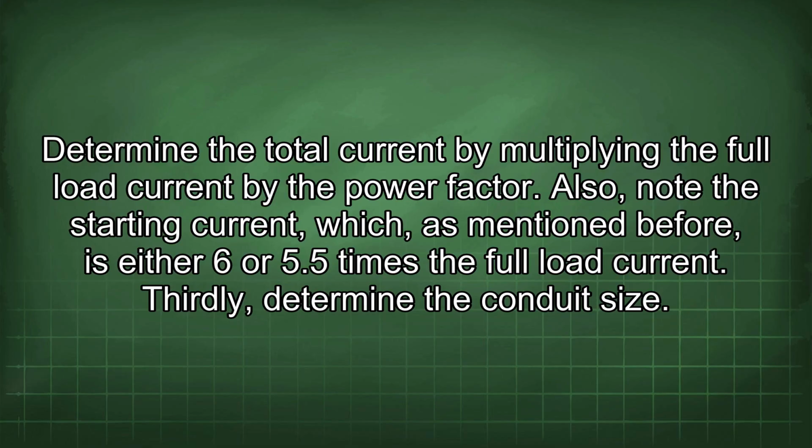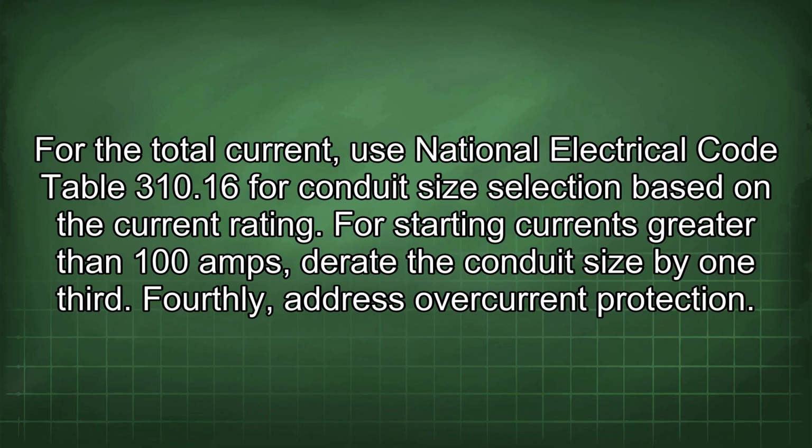Thirdly, determine the conduit size. For the total current, use National Electrical Code Table 310.16 for conduit size selection based on the current rating. For starting currents greater than 100 amps, direct the conduit size by 1/3.